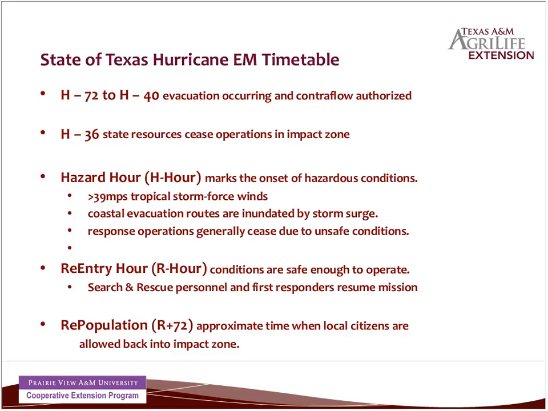H minus 36, which would be about a day and a half before expected landfall, 39-mile-an-hour winds. State of Texas resources cease to operate in the impact zone. So if you're going to need somebody to rescue you, you had better get out of there before that time, because the state of Texas resources, the boats, the helicopters, other resources to help you evacuate will discontinue operations because of the threat to the first responders. The H hour itself is when the winds get 39 miles per hour or greater on the Texas coast. It's not necessarily when the eye of the storm hits, but it could be quite a number of hours before that time. Coastal evacuation routes are inundated by tropical storm surge at that time, and certainly response operations are generally ceased due to the unsafe conditions.